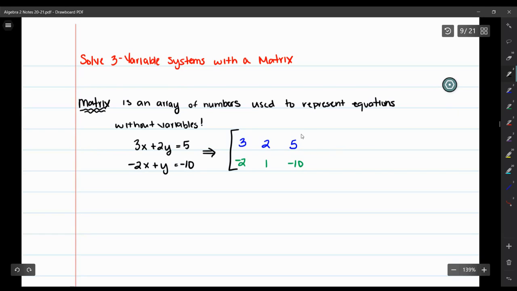Now, a couple things about this. If you notice, everything lines up. This column here are all of your x's. This column here are all of your y's. And this column here are the equals. That's what the equations are equal to. So we kind of use a dotted line as our equal to in a matrix. So real quick, remember columns are up and down. Think of like the Greek columns. And then rows are side to side. Okay, columns are up and down, rows are side to side.